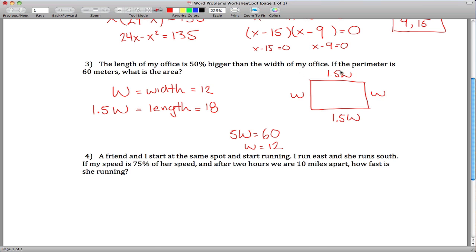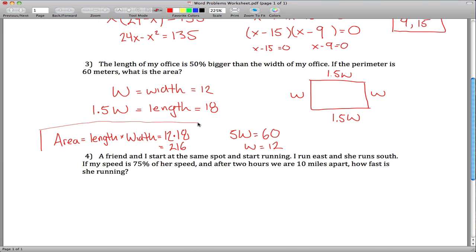So we got the length and the width, although the question seems to be asking for the area. But area equals length times width. So it's equal to 12 times 18, which is probably good enough to just leave it like that. But if we really want to figure this out, let's see, 10 times 18 is 180, and 2 times 18 is 36. So 180 plus 36, I think it ends up being 216.